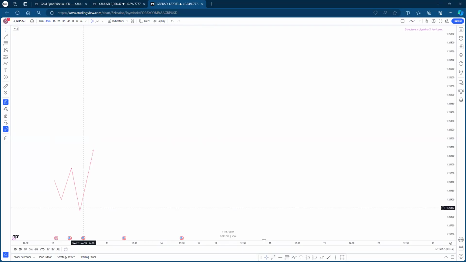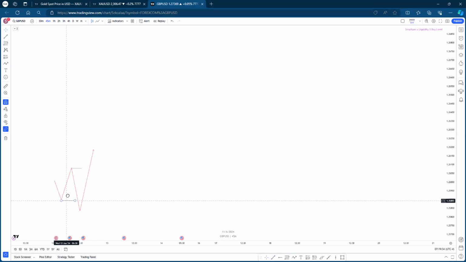The characteristics of the strong low are, number one, you are going to see price sweep liquidity. Then the next thing you want to see price do is break structure. So we must see a sweep and a break.